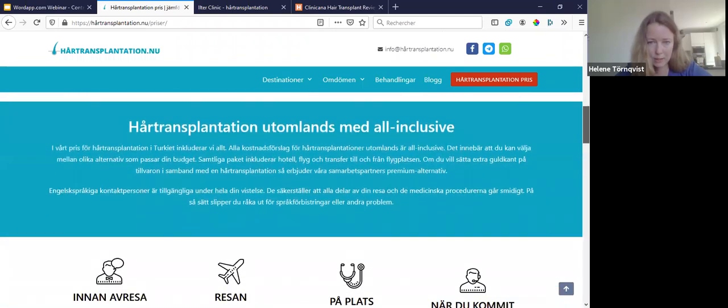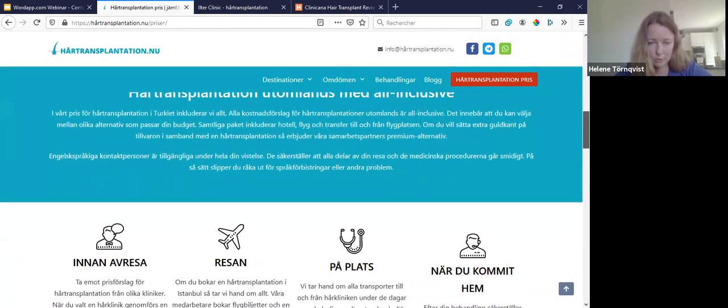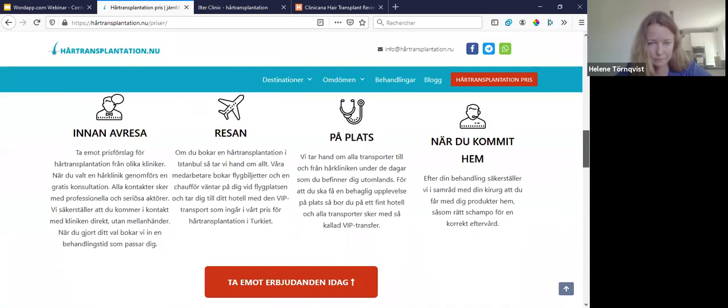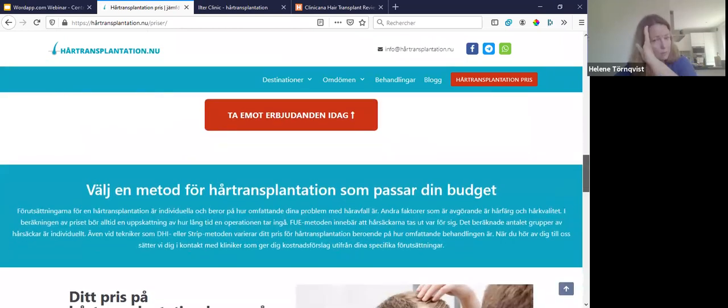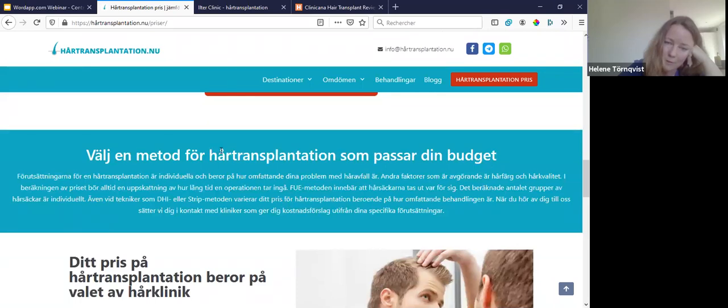In every header H2, I'm having a keyword that actually ranks. So here I have a method for your hair transplantation that suits your budget. It's still about price.